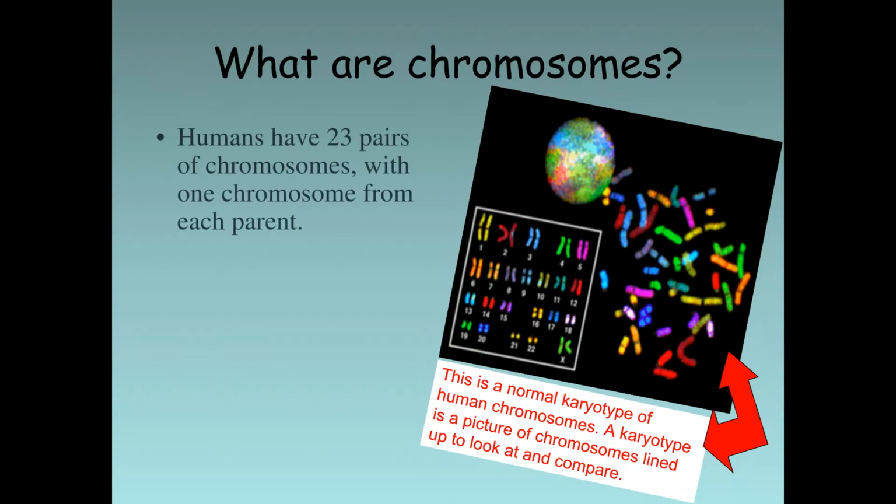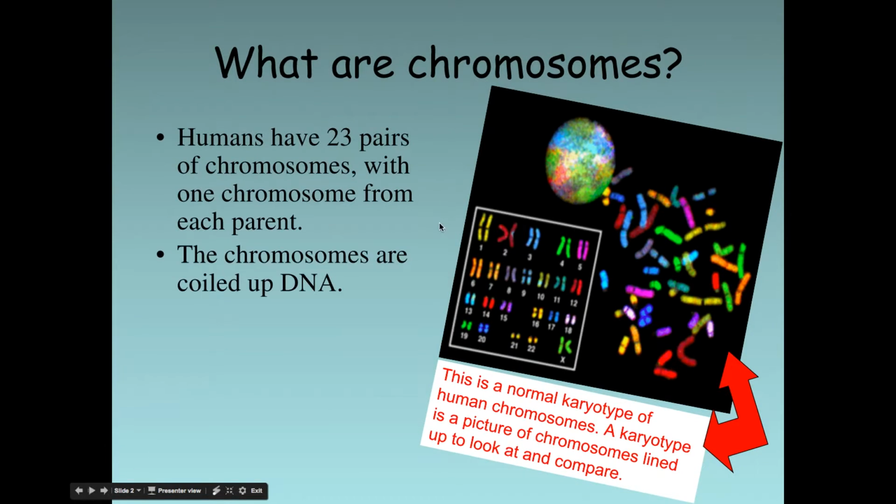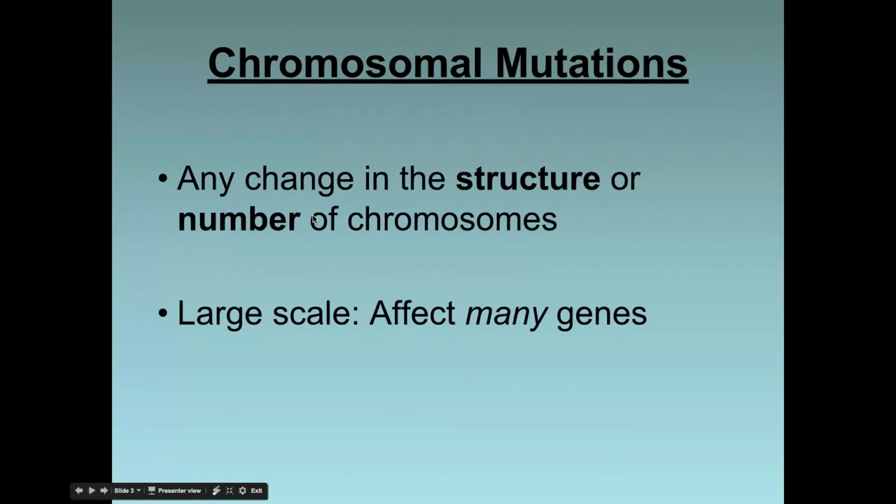So just a quick review about our chromosomes. Remember that we have 23 pairs of chromosomes because we get one from each parent. So of our 23 chromosomes, we get one from mom, one from dad, one from mom, one from dad, giving us 46 total. And remember that those chromosomes are our DNA. It's just been coiled up. You can see them here, all 23 pairs.